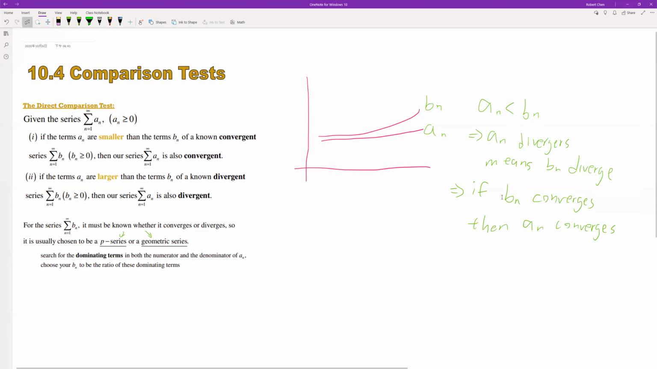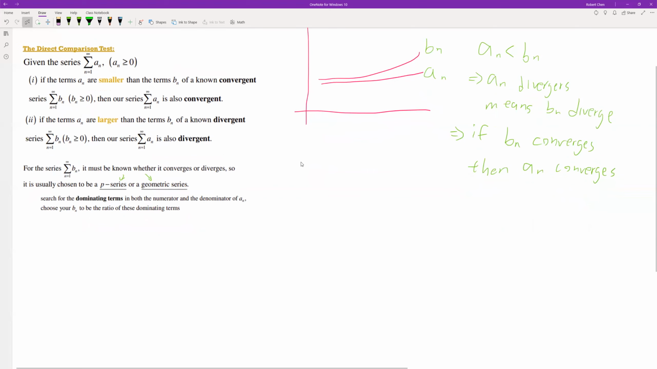Let's just do a quick review. All right, so P series, 1 over n to the P, converges when P is greater than 1.